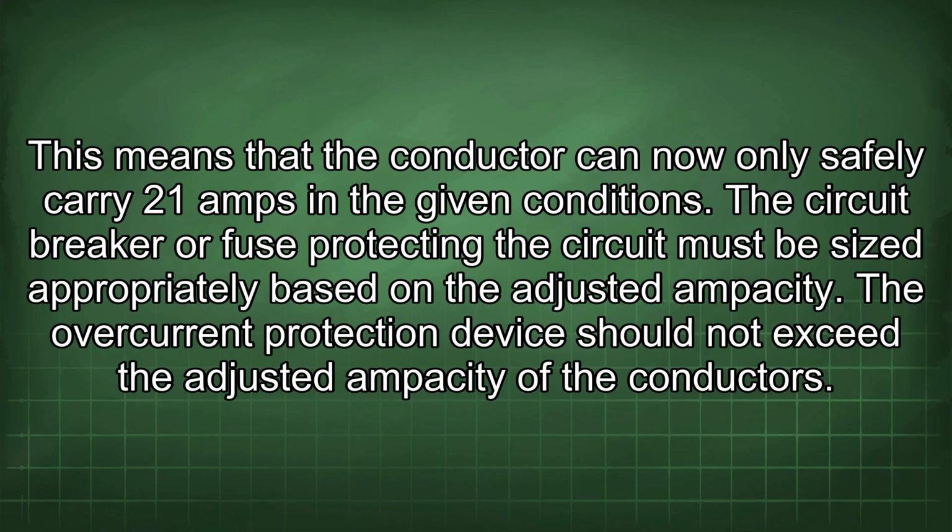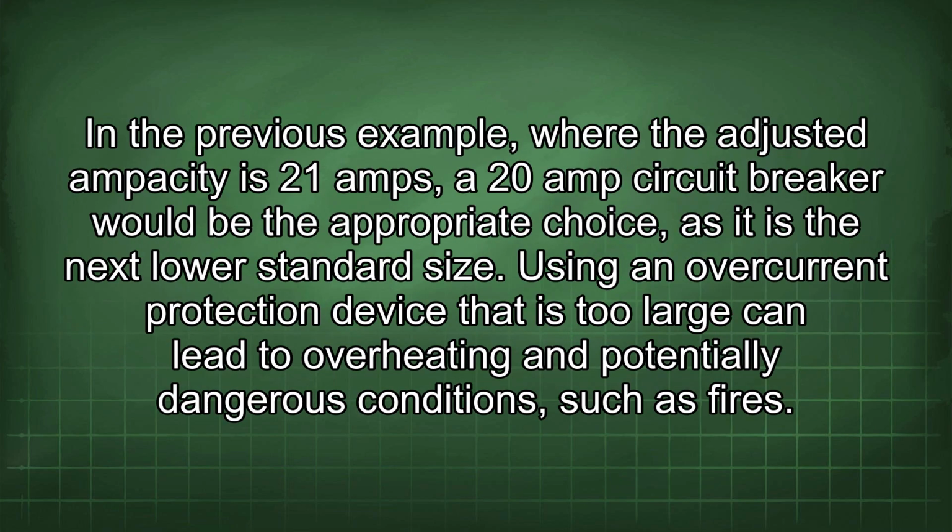The circuit breaker or fuse protecting the circuit must be sized appropriately based on the adjusted ampacity. The overcurrent protection device should not exceed the adjusted ampacity of the conductors. In the previous example, where the adjusted ampacity is 21 amps, a 20 amp circuit breaker would be the appropriate choice, as it is the next lower standard size. Using an overcurrent protection device that is too large can lead to overheating and potentially dangerous conditions, such as fires.